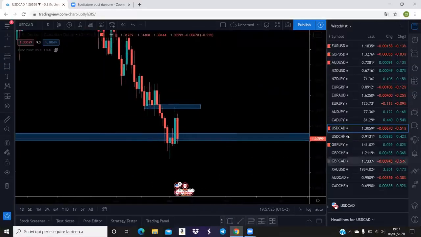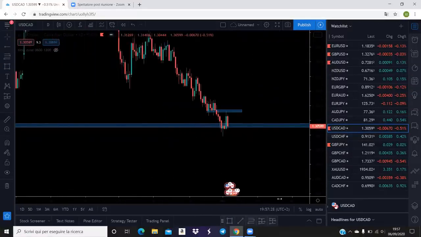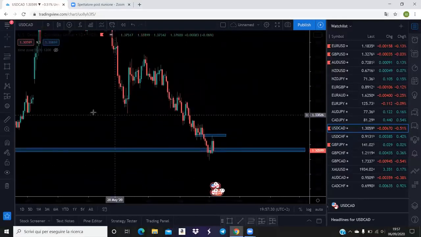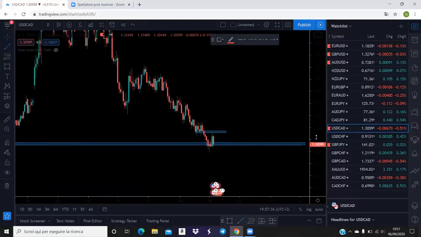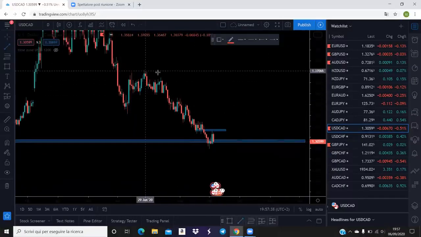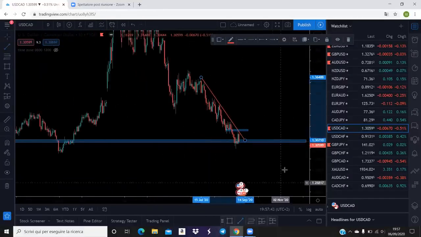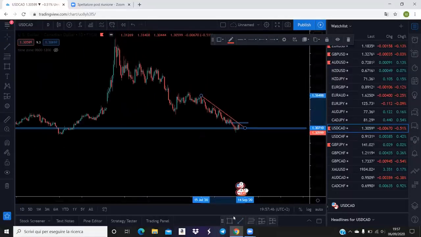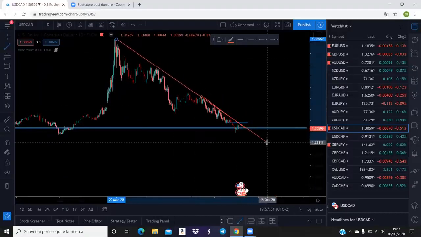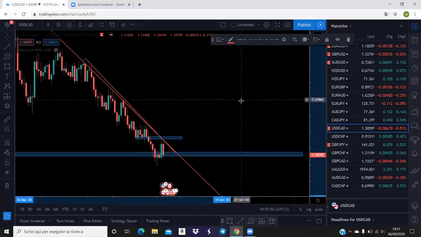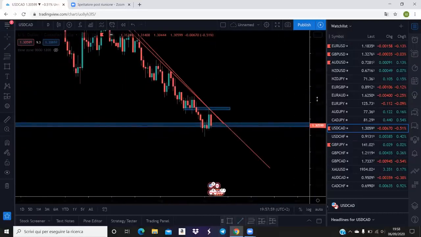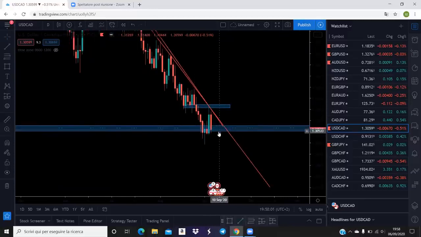At the moment, I am 100% bearish on USDCAD, even though we are at this very, very strong support area. We have this downtrend right here, and other than that, we have even a bigger downtrend, as you can see. So in this case, I am overall bearish. I don't believe that this support will hold very long.